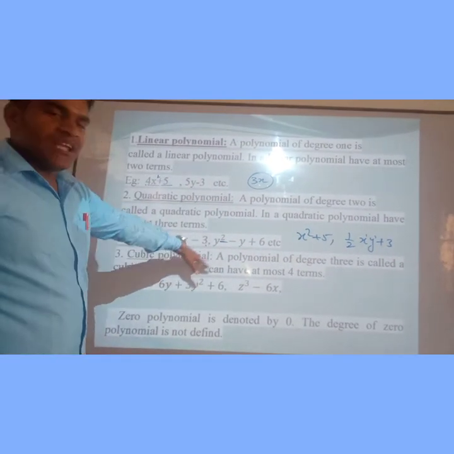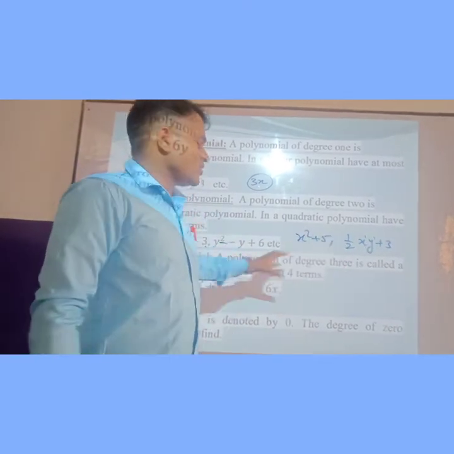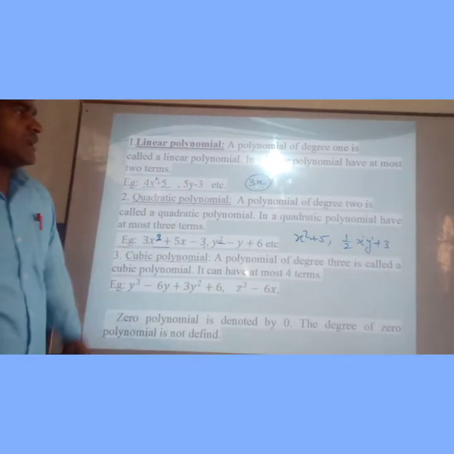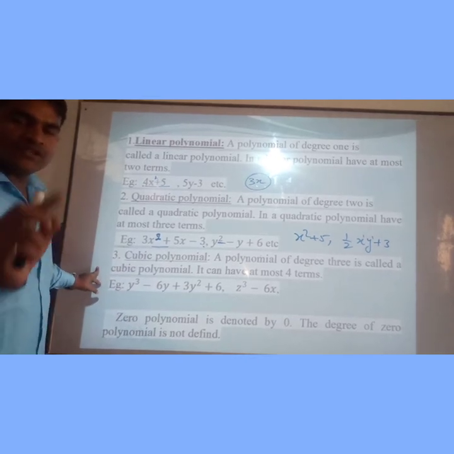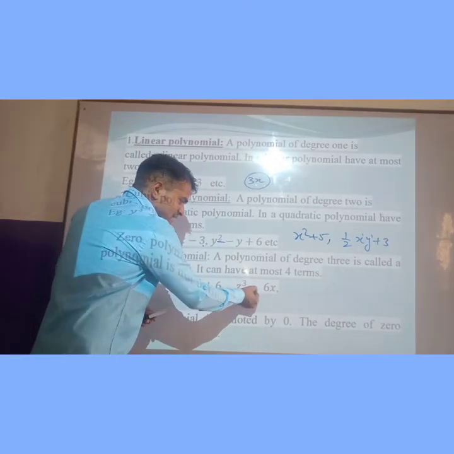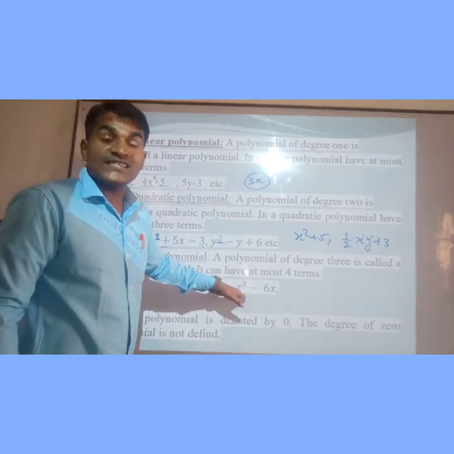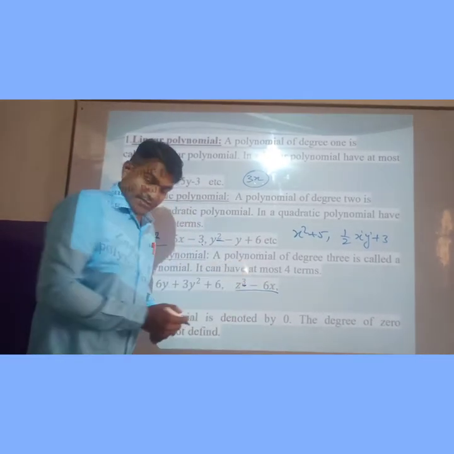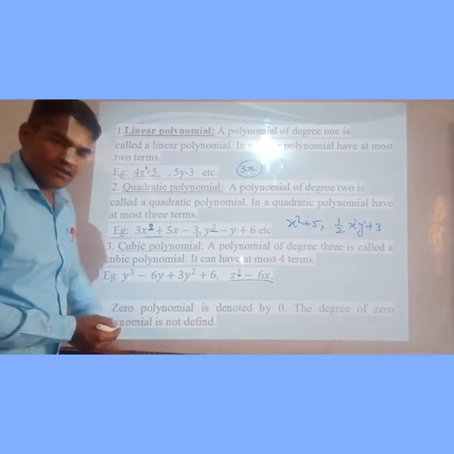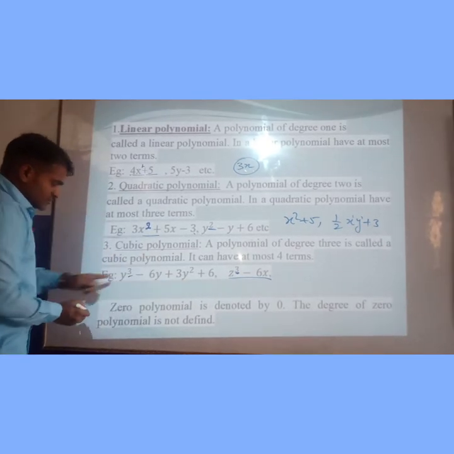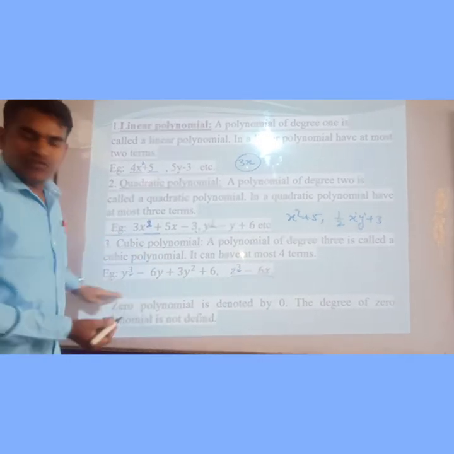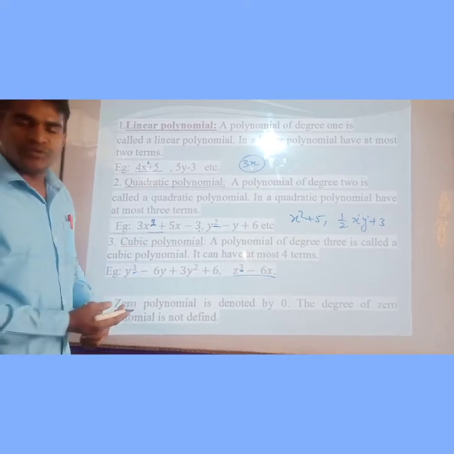Now cubic polynomial. A polynomial of degree 3 is called a cubic polynomial, and a cubic polynomial has at most 4 terms. For example, z cube minus 6x is a cubic polynomial because its degree is 3, and it has 2 terms. In the second example, y cube minus 6y plus 3y square plus 6, this is a polynomial of degree 3, so it is called a cubic polynomial, and it has 4 terms. Like that, you can write more examples of cubic polynomials.